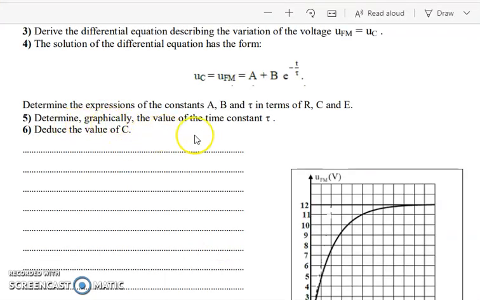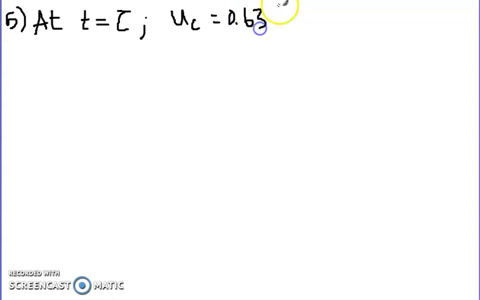Part 5. Determining graphically the value of tau. We know from the definition of the time constant tau that at the instant t equals tau, in the charging of a capacitor, the voltage across the capacitor reaches 63% of E. It becomes equal to 0.63 of E, and E is 12 volt. Now multiply 12 volt by 0.63, you get 7.56 volt.